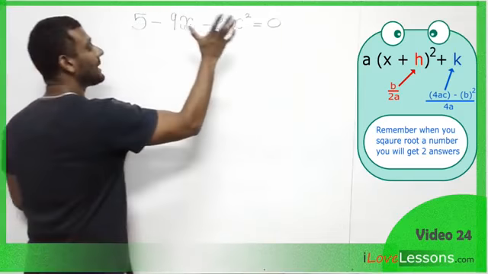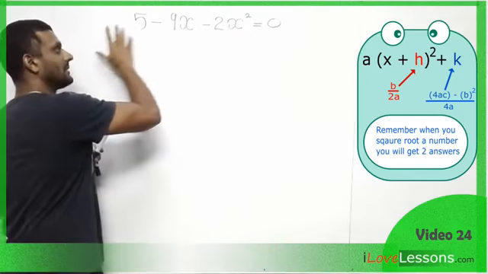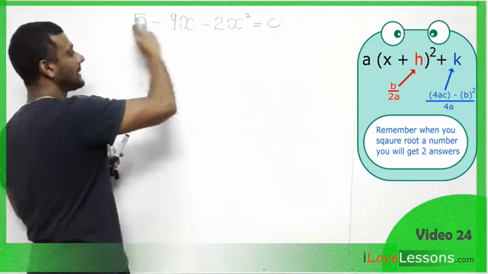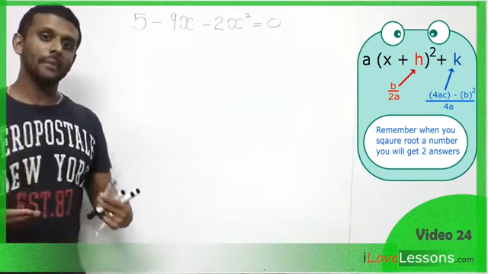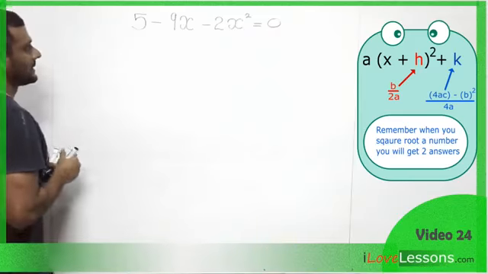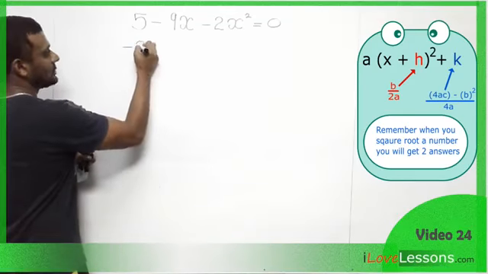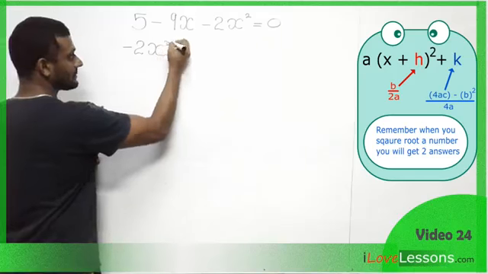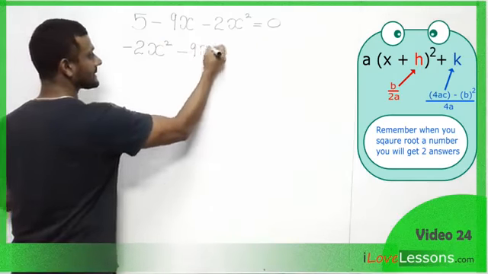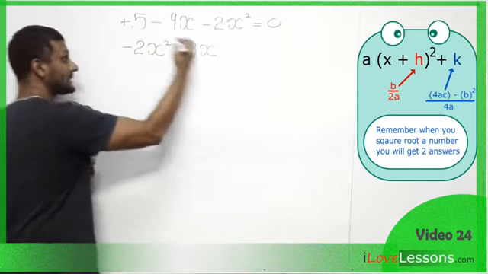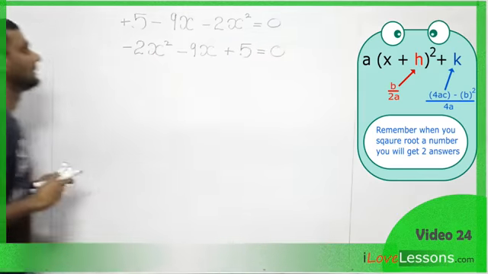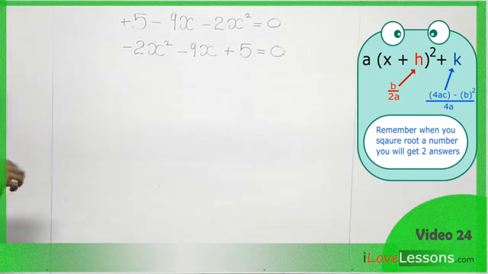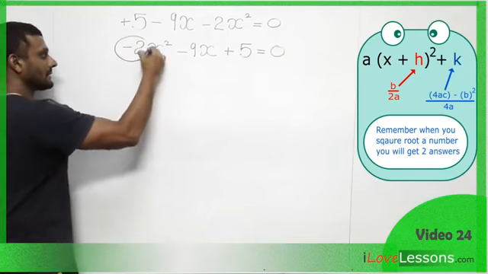I like my x squared to come first, my x's to come second, and my item without x to come third. So before I identify A, B, and C, I should probably rearrange this. I'm going to put the minus 2x squared first, then the minus 9x. And remember, this 5 is secretly positive, but I'm going to put it in here. So I've rearranged my quadratic.